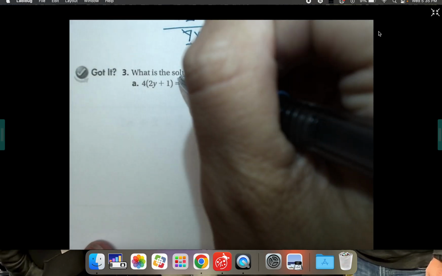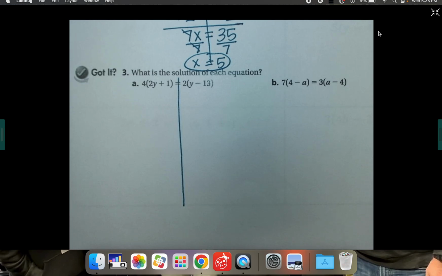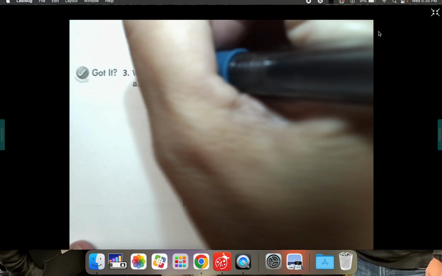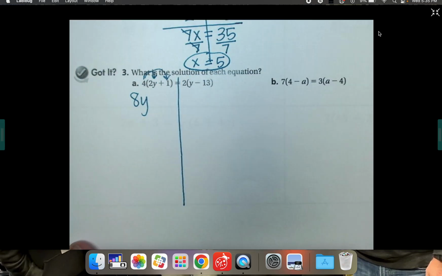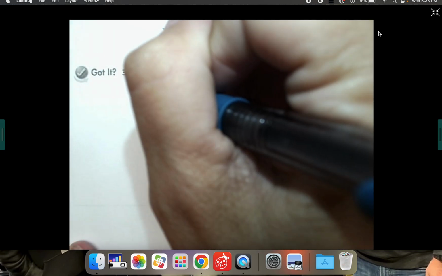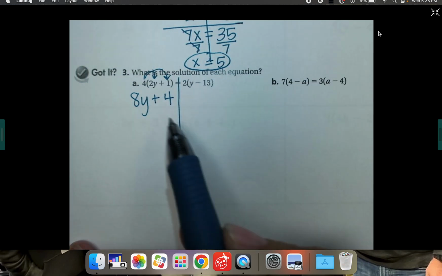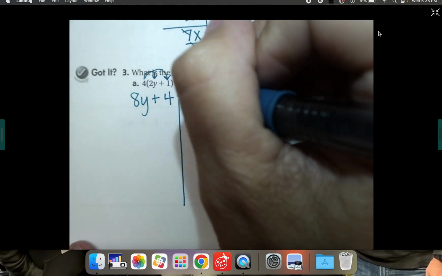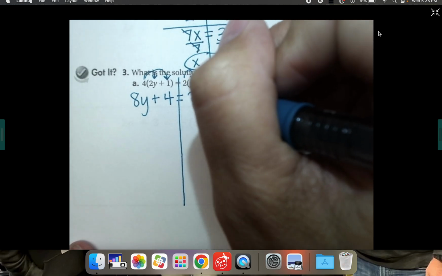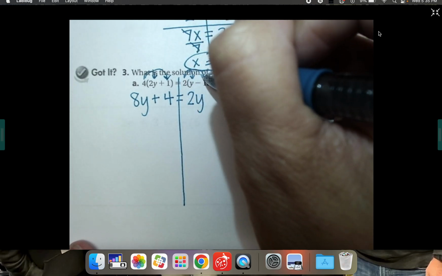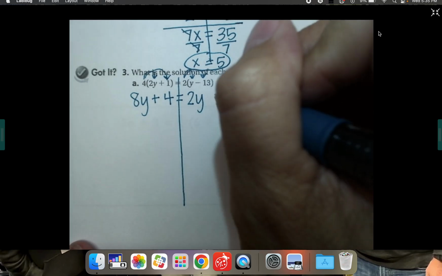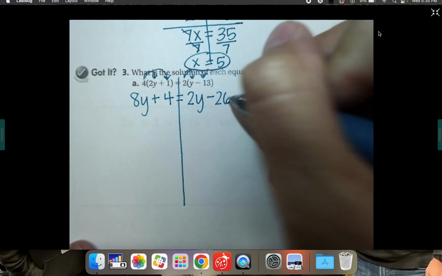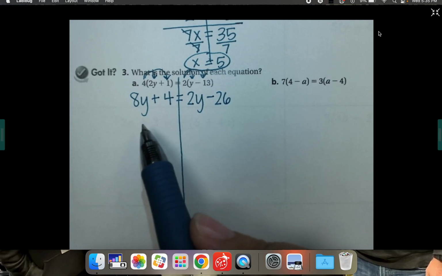Okay, if you are checking your work or working it out with me, either way is fine. Distribute 4 times 2y, which is 8y. 4 times +1 is 4, but you need to have a symbol in between it, so put a +4. Equals 2 times y is 2y. 2 times -13 is -26, so it's going to look like -26. Okay, and then move a variable to the other side first.